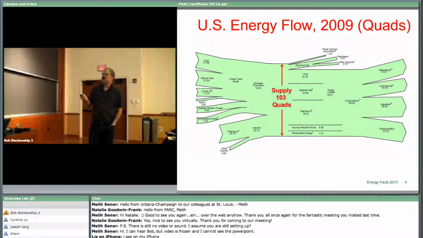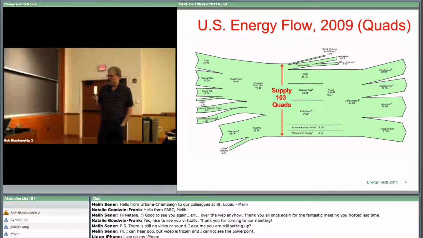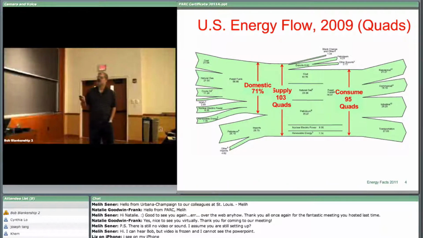and it's convenient because the U.S. supply is about 100 of these quads. And then we use about a little less than that. We export a little bit. But about 70% of that comes from domestic sources, 30% from imports.